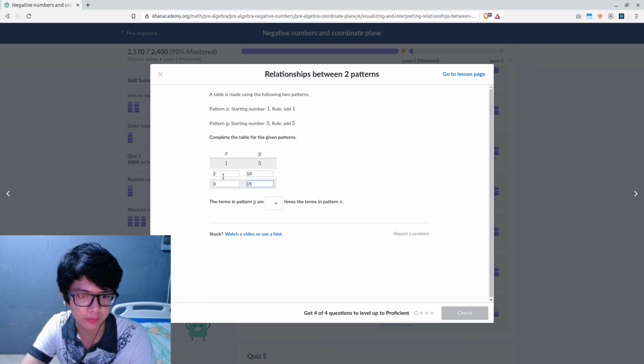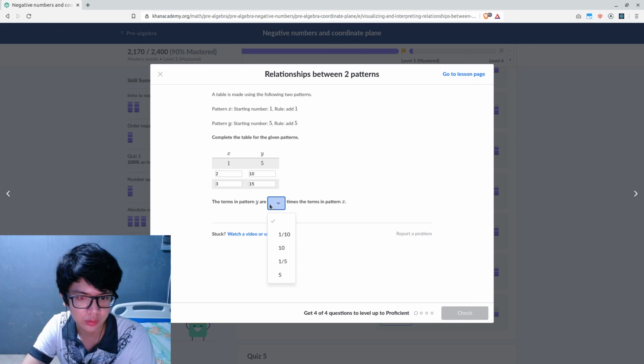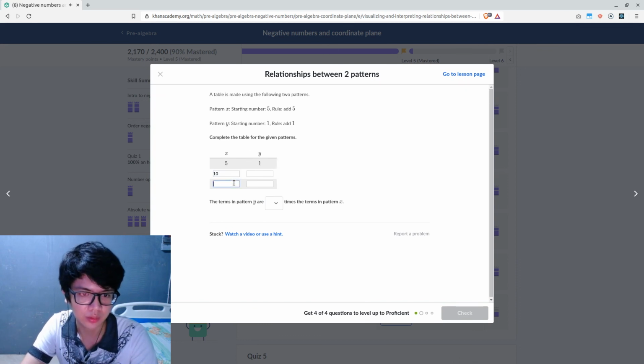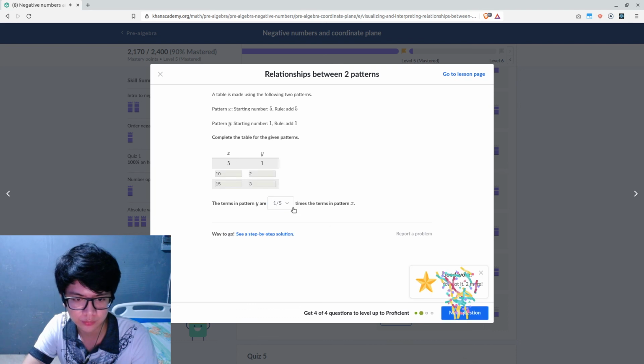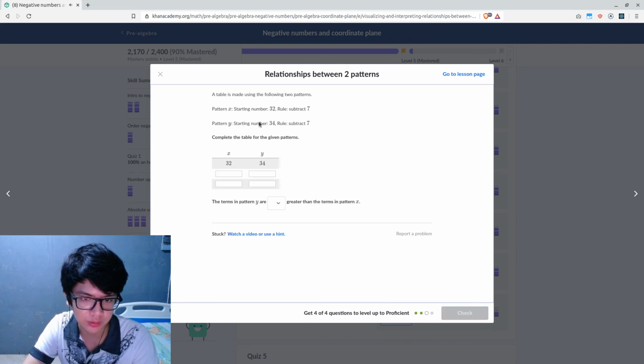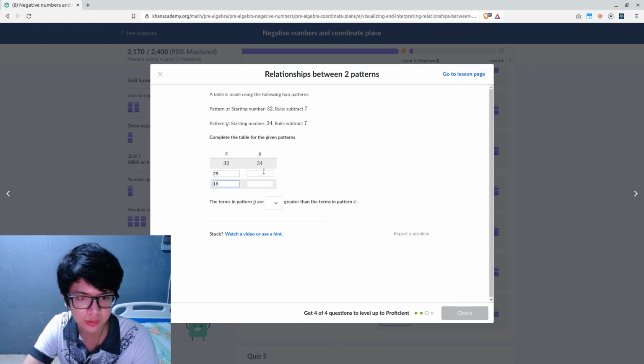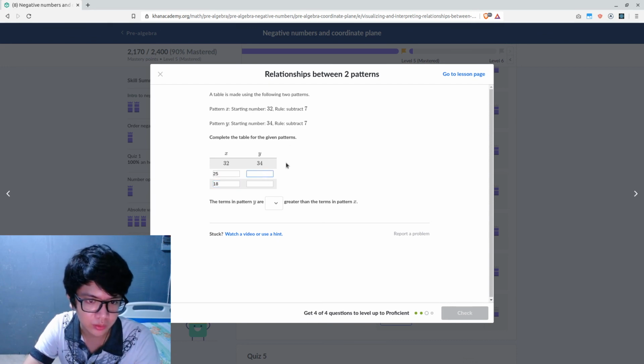Add 1, add 5, 2, 5 times. Rule add 5, we have 10, 15, 2, 3 again. The terms of pattern y are 1/5. Subtract 7. How do I subtract 7 from this? It's 25, right? And then 18. Subtract 7 as well? Okay, cool. 27? Yeah, of course, it's 27.